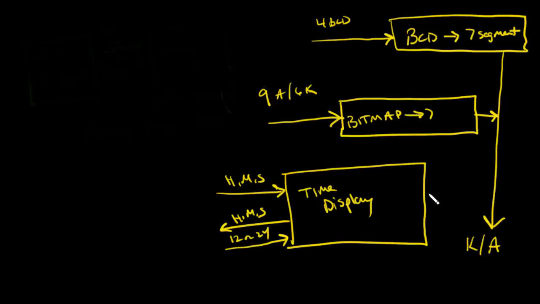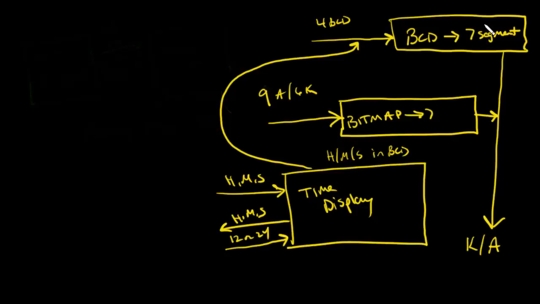And I want to turn that into, well, I don't want to turn that directly into the cathodes and anodes. I've already got a utility that can do that. I've got my BCD to 7-segment display. And so what I really want to be able to do is somehow connect that into there, and so have the hours and minutes and seconds here in BCD, and then reuse this piece of hardware over here so that I don't have to redo all of that. So that's kind of the logic of what we're going to try to build.